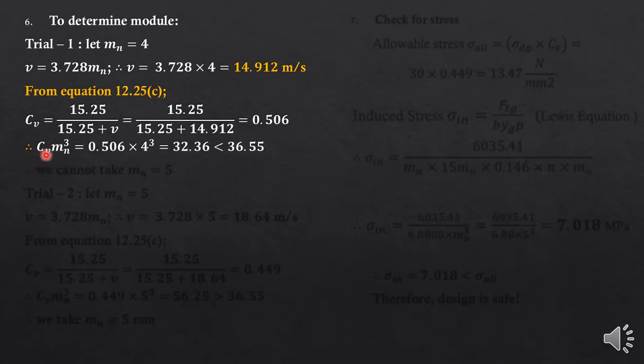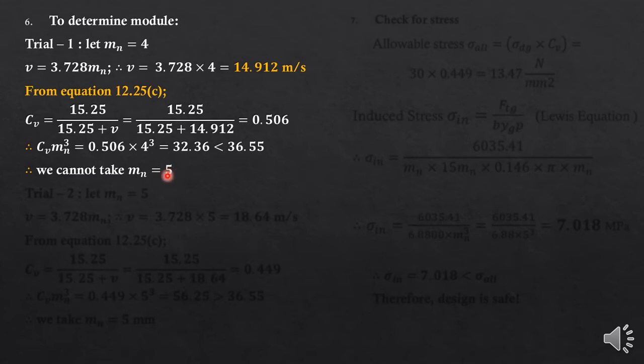Obtain the product of CV Mn cube by assuming Mn equal to 4. You will get 32.36, which, if you check with equation 2, is smaller than the desired 36.55 value. Therefore, we cannot take Mn equal to 4. Sorry, this has to be 4 here. Please note that change.